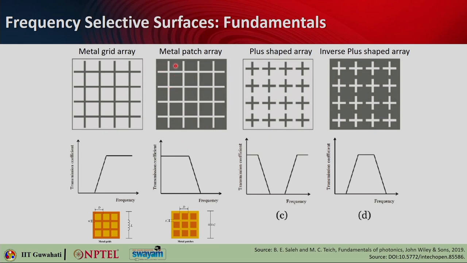So here the dark ones are the metallic patches. Dark metallic patches behave like capacitive elements, so you can get low pass characteristics based on this. You can also make other shapes, something like a metallic plus shape. That actually gives you a band stop characteristic. And if you make an inverse structure of that, that is a complementary structure, you take a metallic sheet and make plus shape holes punched through it, you can get the inverse characteristic of this band stop, a band pass transmission characteristic.